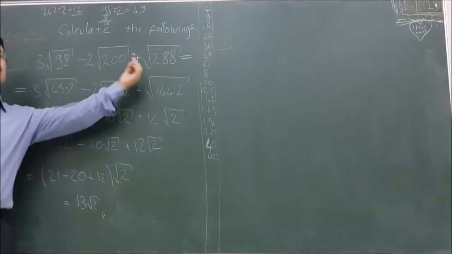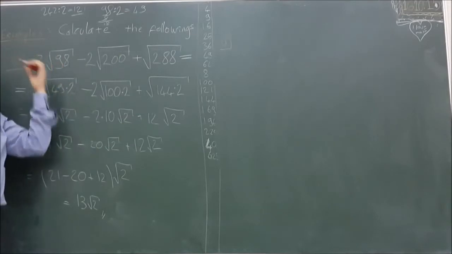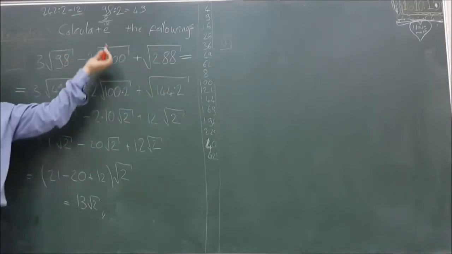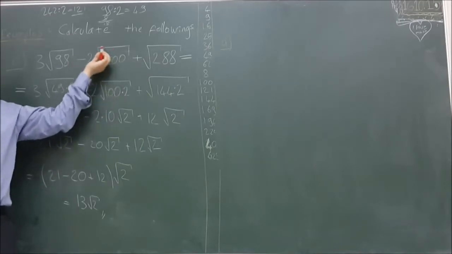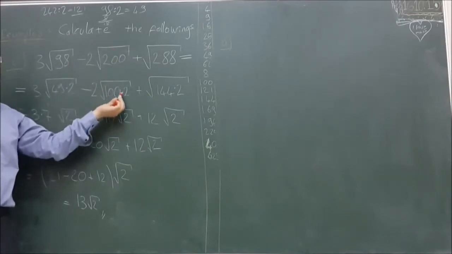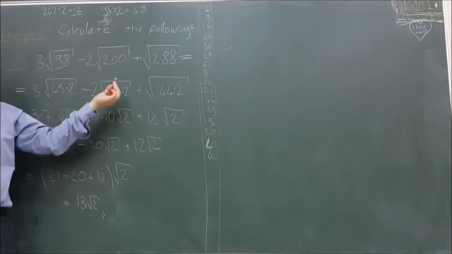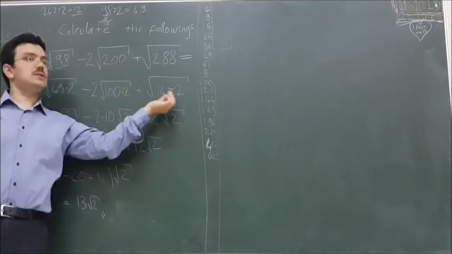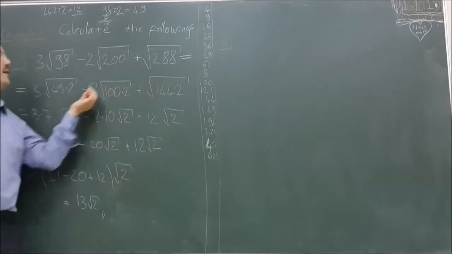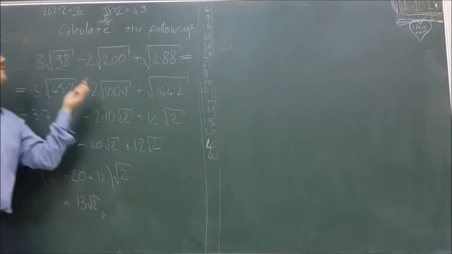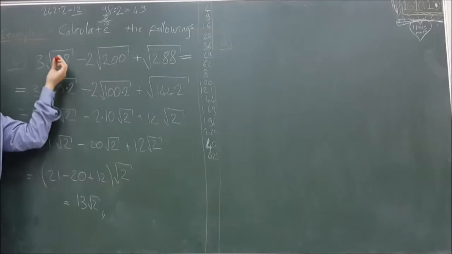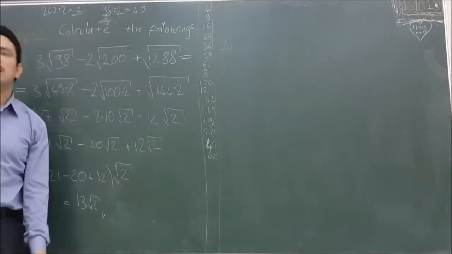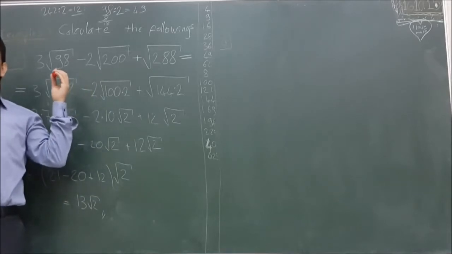So, among these numbers, 98, 200 and 288, the easiest one is 200. We can write 200 as 100 times 2. I need to make times 2 in each root. To make times 2 for 98, we divide 98 by 2. It makes 49. Shefki, look at the board.